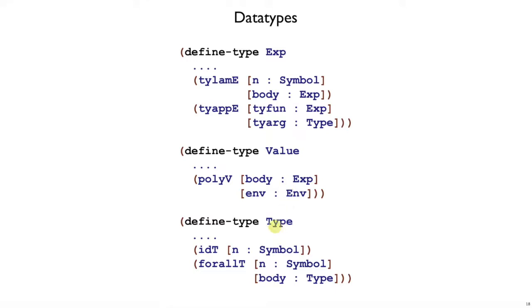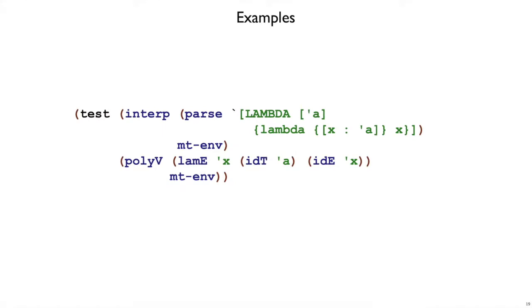Finally, we add to our type grammar, our type data type, we add IDT to represent the arguments of a for all. And then we have a for all where it has a name and a body. And of course, the body is a type, not an expression. Let's look at how this works out on some examples.